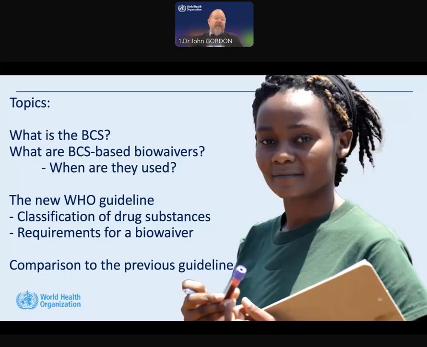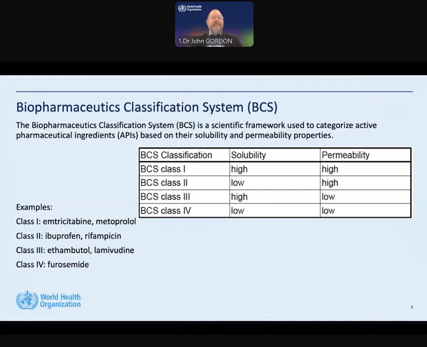And I'll also make reference perhaps to the ICH harmonized guideline on BCS-based biowaivers, which is ICH guideline M9, just because that's another important document that's out there. And so we'll take a look at how these things compare to each other.